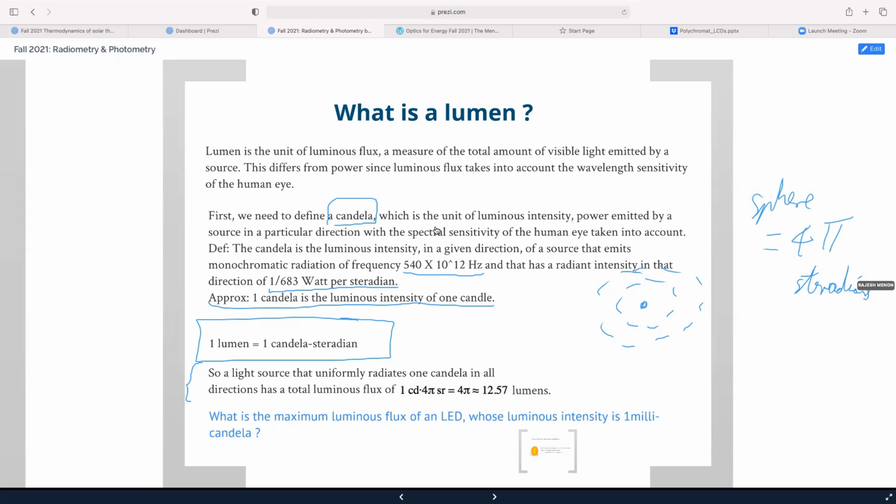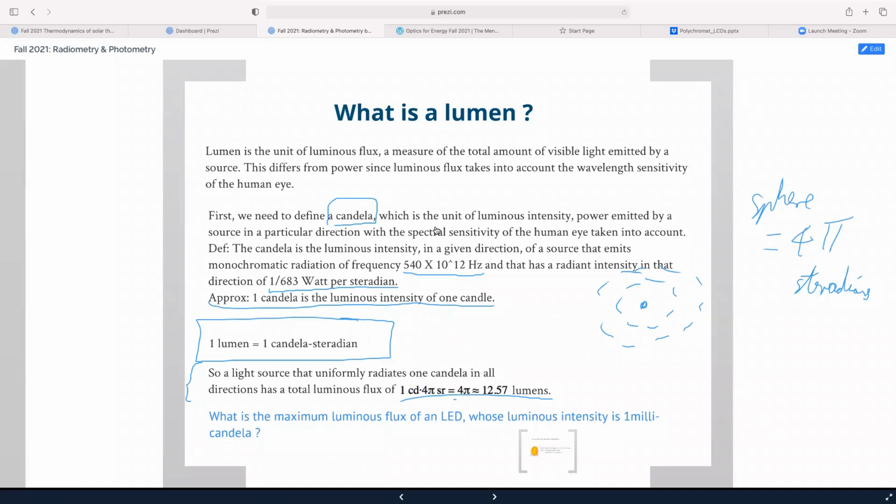Then it's simply 1 times 4 pi, or 12.57 lumens. Again, if I have a source whose luminous intensity is 1 candela, that means I'm getting 4 pi steradians out of it. Okay, well, we'll see a few examples.